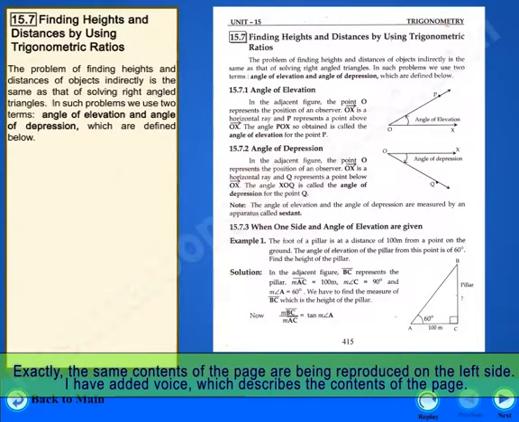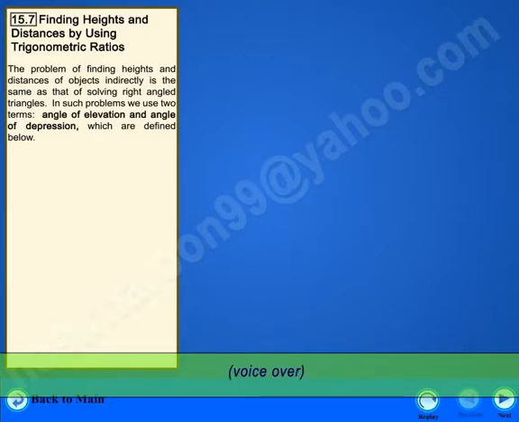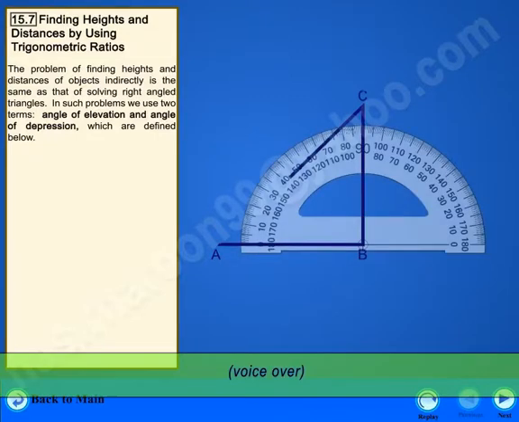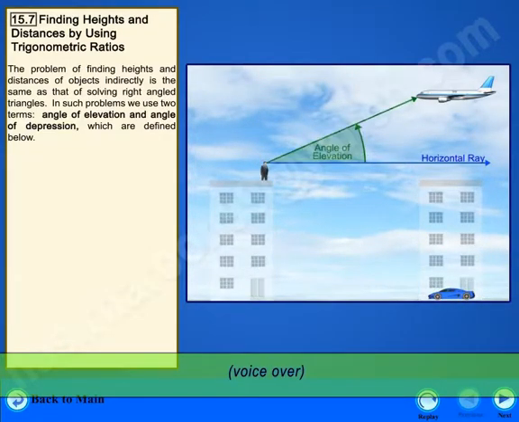Exactly the same contents of the page are being reproduced on the left side. I have added voice which describes the contents of the page. The right side explains the contents in animated form. Here we go. Finding heights and distances by using trigonometric ratios. The problem of finding heights and distances of objects indirectly is the same as that of solving right-angled triangles. In such problems, we use two terms, angle of elevation and angle of depression, which are defined below.